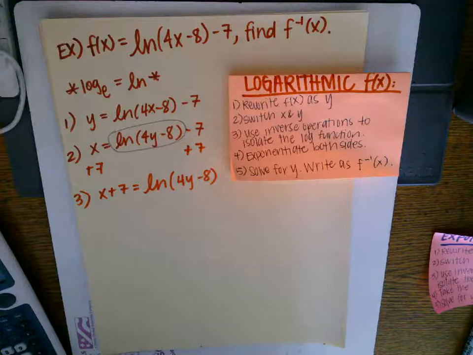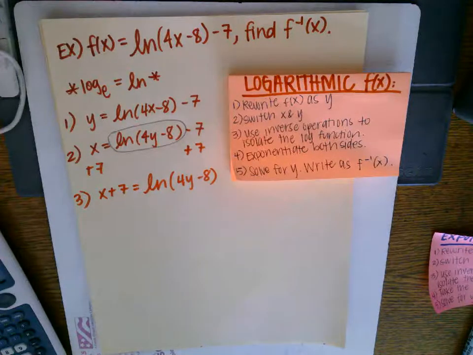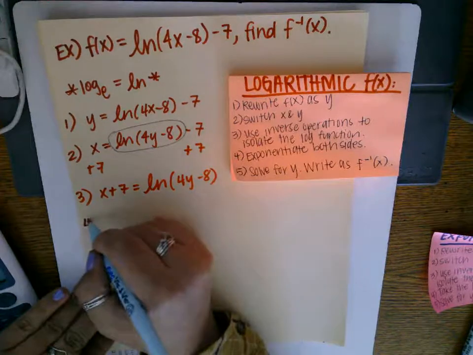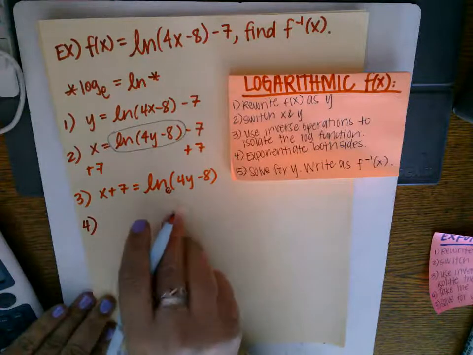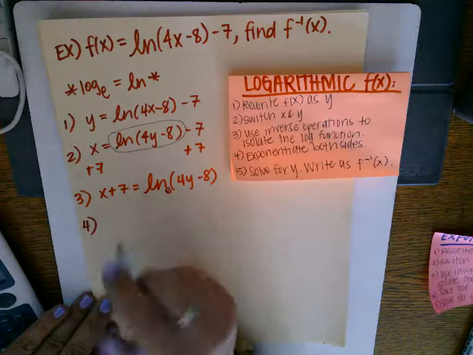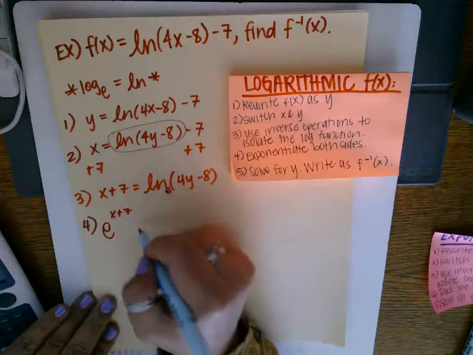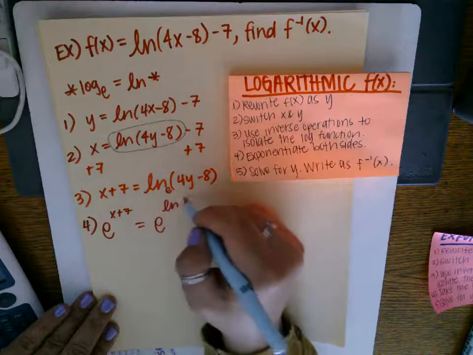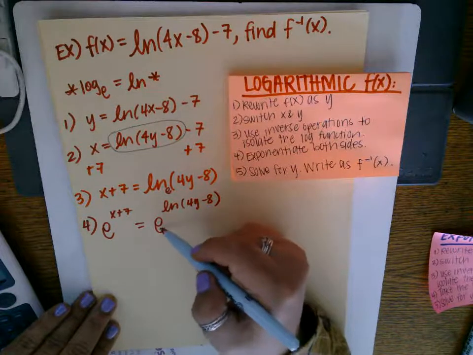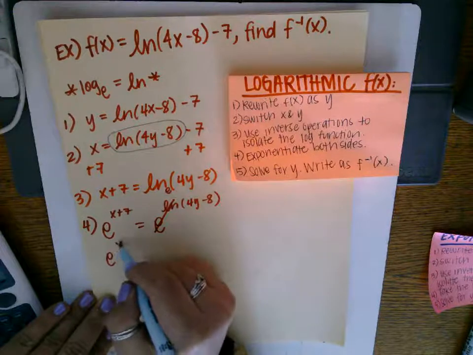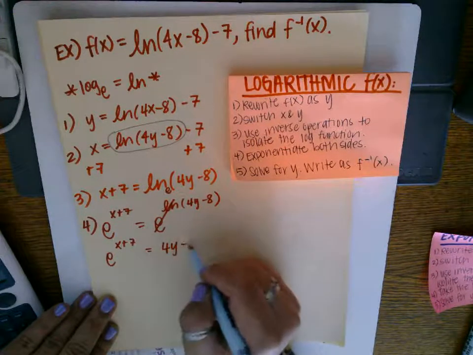So if the base of a natural log is e, what will be the base that I use to exponentiate both sides? e. I'm definitely going to use e to exponentiate both sides. So since the base of the logarithm, you can even put in a little e there if it helps you remember, is e, I'm going to exponentiate both sides with base e. e to the x plus 7 is equal to e to the natural log of 4y minus 8. Now, since log base e and exponential base e are inverses, I end up with e to the x plus 7 equals 4y minus 8.